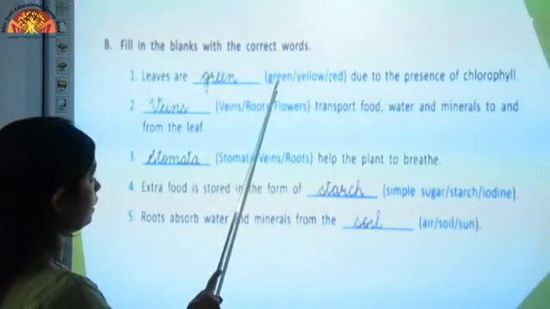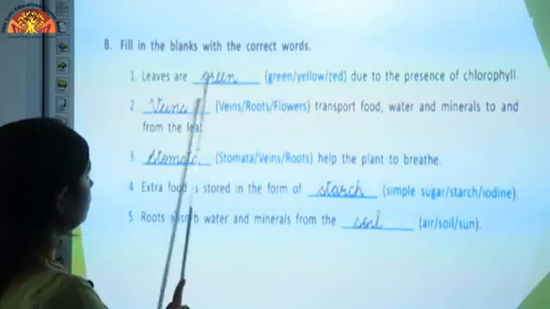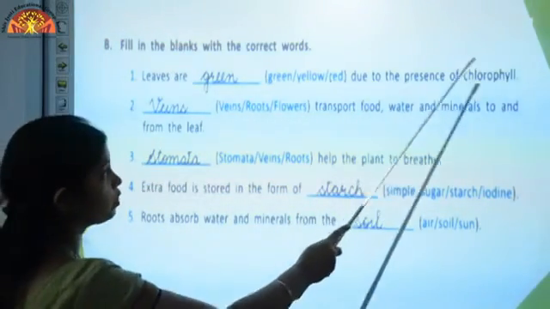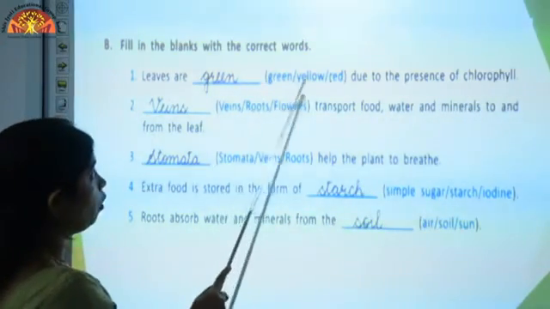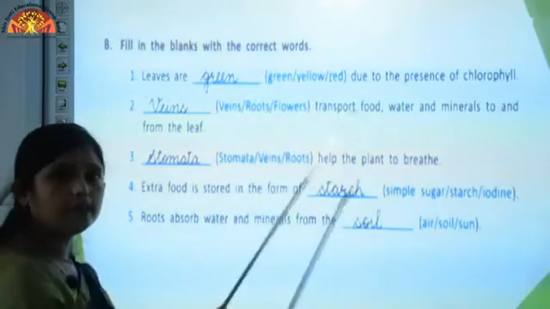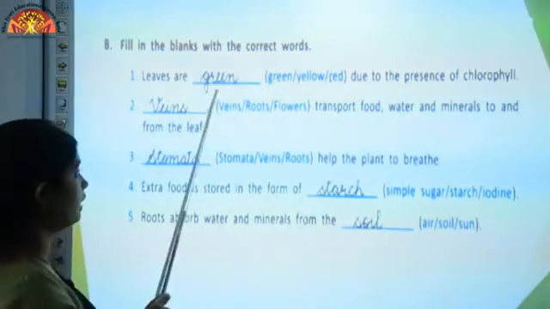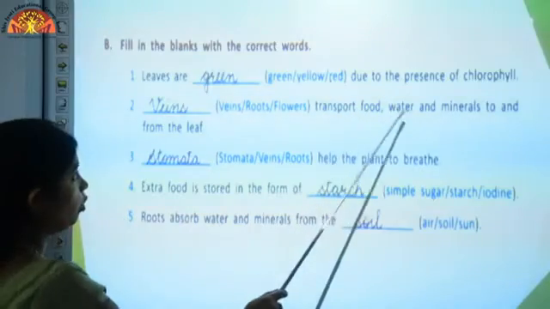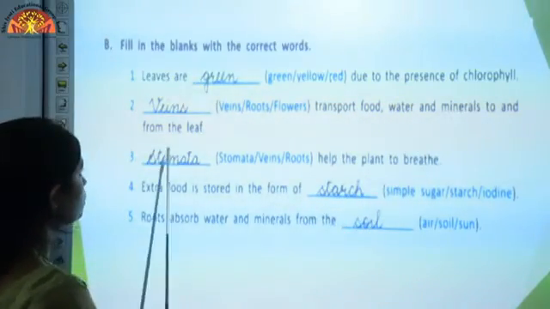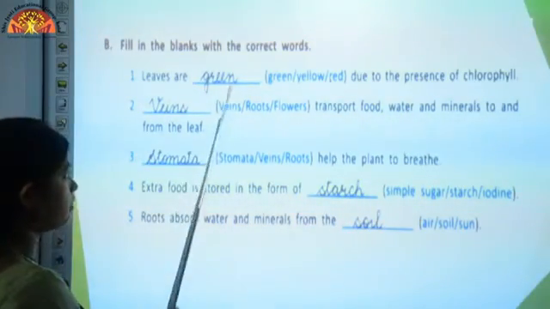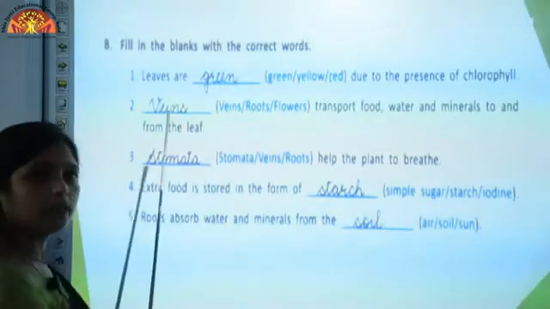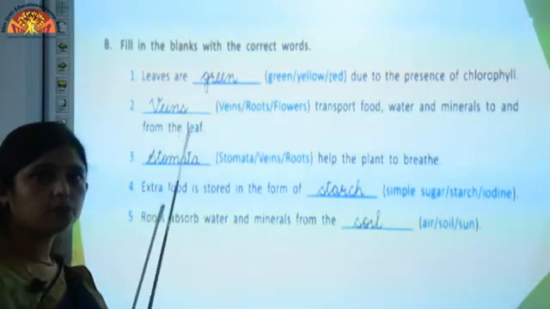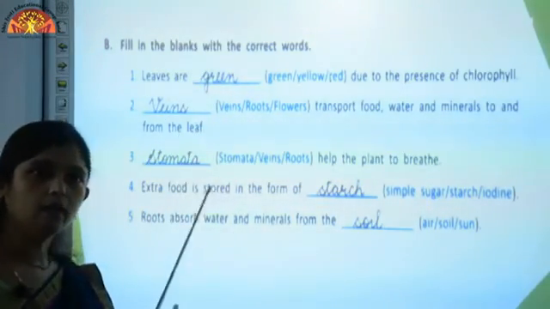So you can choose the correct one from here. Leaves are dash due to the presence of chlorophyll. So green, yellow or red. So chlorophyll is a green colored substance, so we will write green over here. Dash transport food, water and minerals to and from the leaves. Veins, roots, flowers. So the correct answer here is veins because veins are present inside the leaves.